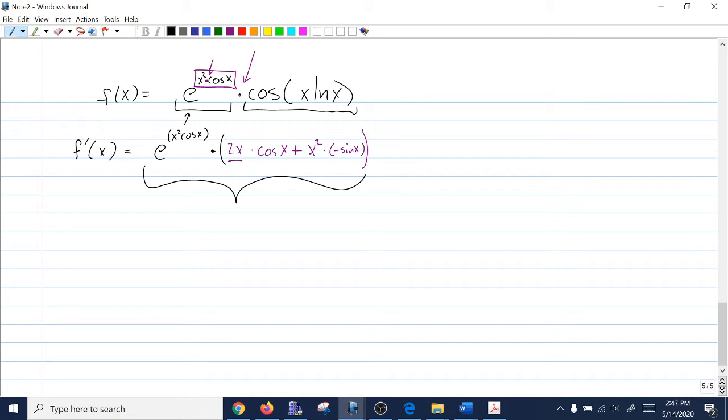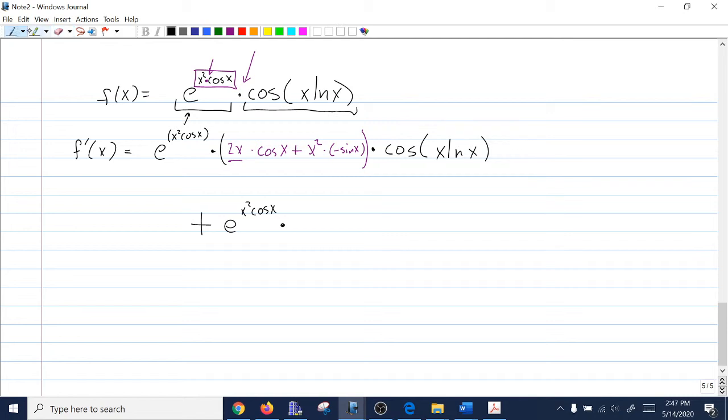I did derivative of the first. Times what? Times leave the second part alone. Cosine of x ln x. Plus, now leave the first part alone. E to the x squared cosine x. Times derivative of the second.